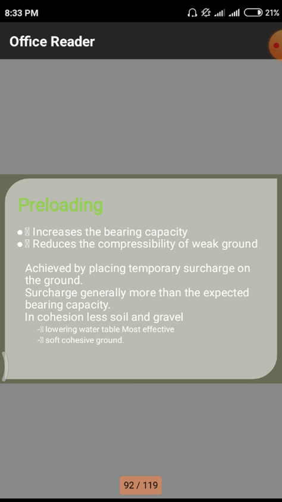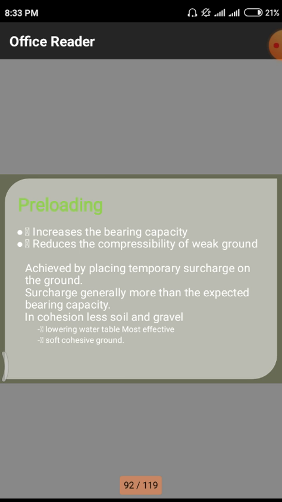Next one, to reduce the compressibility of the weak ground is the main theme. That means if we have huge compressibility, there may be a large amount of settlement. If you reduce the compressibility, we can achieve a crack-free structure. This is achieved by placing a temporary surcharge on the ground. Surcharge means a particular kind of load is applied on the ground level itself to achieve the temporary surcharge. Next one, the surcharge is generally more than the expected bearing capacity.